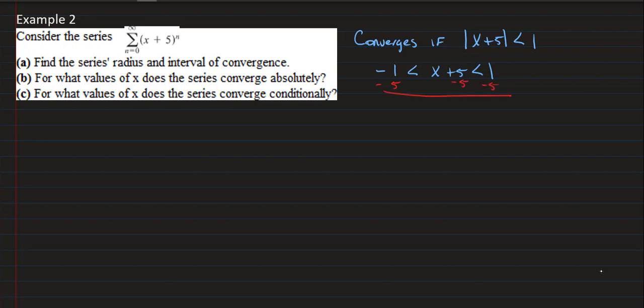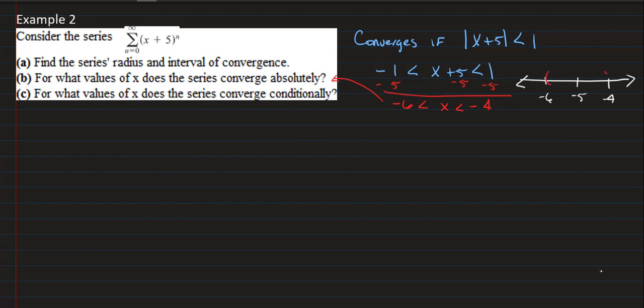And when I do that, that gives me -6 is less than x is less than -4. This gives me the interval where the series converges absolutely. This would be the answer for part B. Where is this series centered? It's centered at -5. So here's -5, and then it goes from -6 to -4.